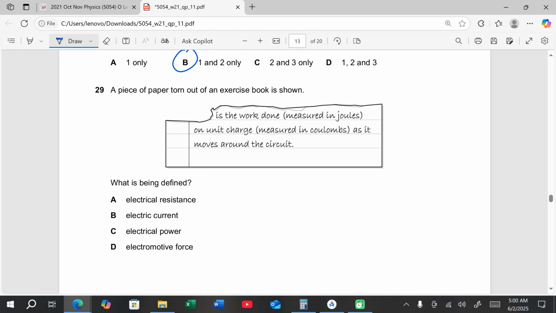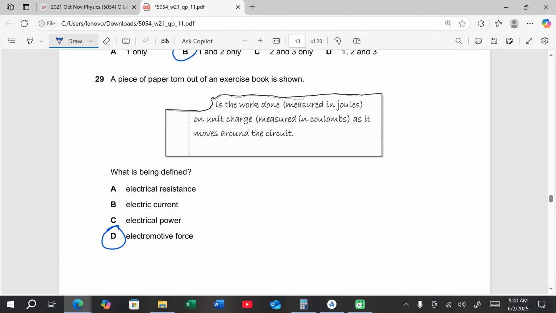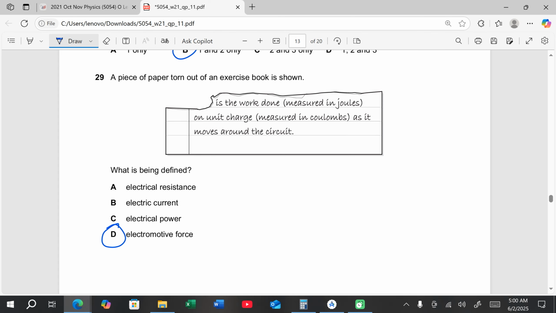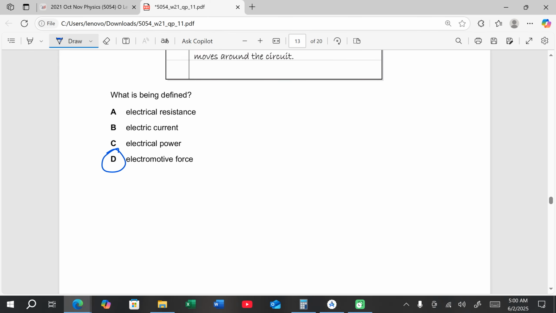A piece of paper torn out of an exercise book is shown. Dash is the work done, measured in joules, on a unit charge, measured in coulombs, as it moves around a circuit. So that is EMF. This is the definition of EMF: EMF is the work done on a unit charge as it moves around a complete circuit.